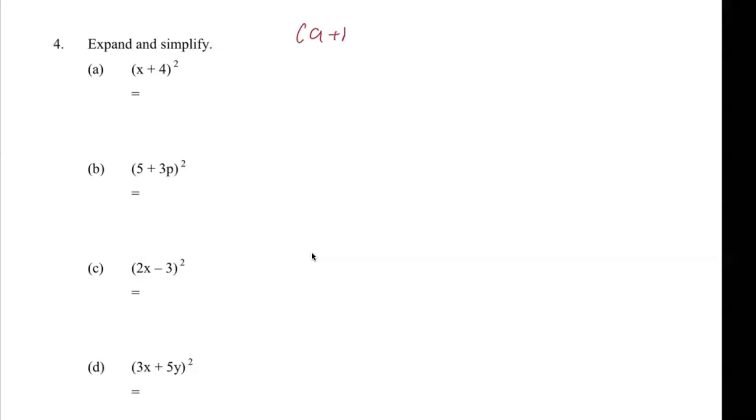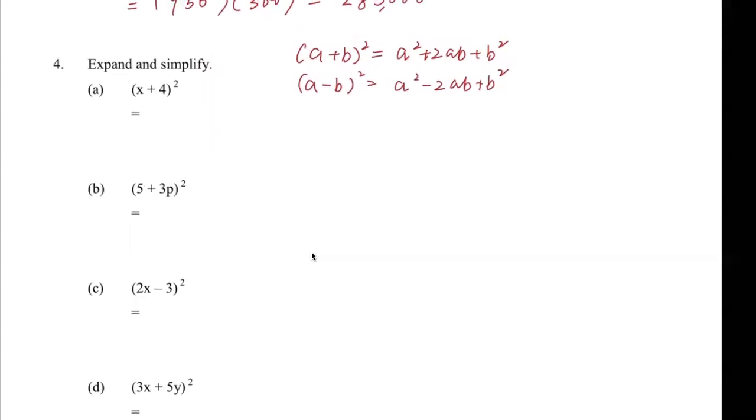(A + B)² is equal to A² + 2AB + B². (A − B)² is equal to A² − 2AB + B². Okay, so here, (x + 4)² — these two expressions are in the same form. (A + B)², (x + 4)². We can just see x as A, 4 as B, right?